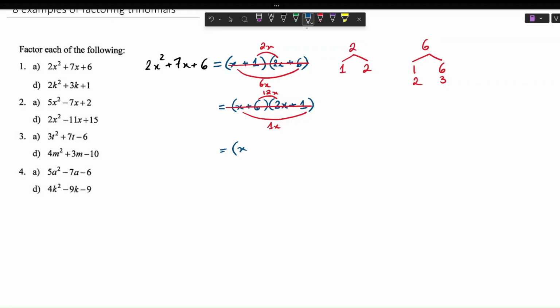Let's try something different. So we should still keep x and 2x because that's our only choice for 2. But let's now consider that 6 could be 2 times 3. Let's try 2 and 3 in this order. If you look at the middle terms, it's going to be 2 times 2x, which is 4x, and x times 3, which is 3x. That does add to 7x. So that means that this is the correct factorization.